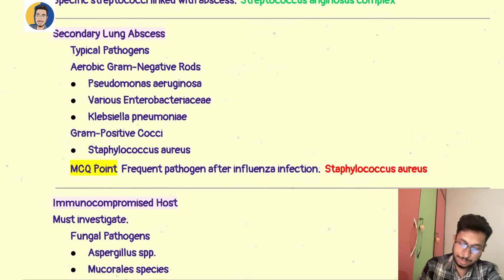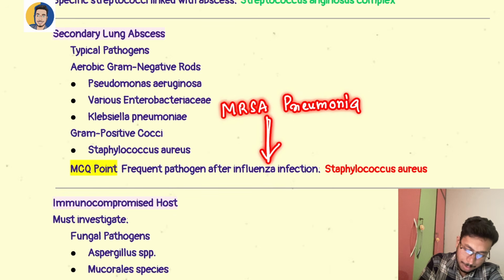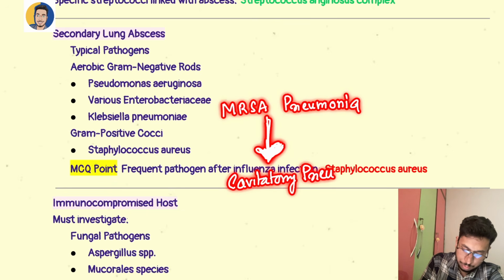So what is the concept here? If there is MRSA, in MRSA pneumonia, the usual empirical antibiotic doesn't work on it. Then this MRSA pneumonia leads to complications. This complication will be in the form of cavitary formation, cavitary pneumonia in future, and this cavitary pneumonia may lead to formation of abscess.